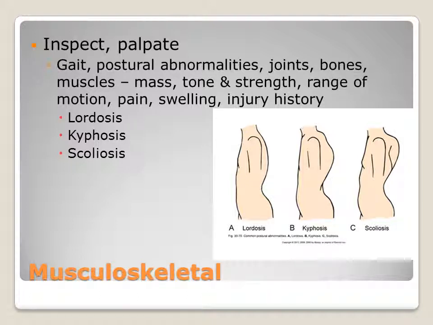Musculoskeletal. You want to look at everything, including their gait, how they move, etc. These pictures show abnormal curvatures of the spine. You have lordosis, which is a sway back. They have an increased lumbar curve. Kyphosis is the hunchback or the exaggerated posterior curve of the thoracic spine. And scoliosis, which is the lateral spinal curve. In other words, it curves to the side instead of straight back.